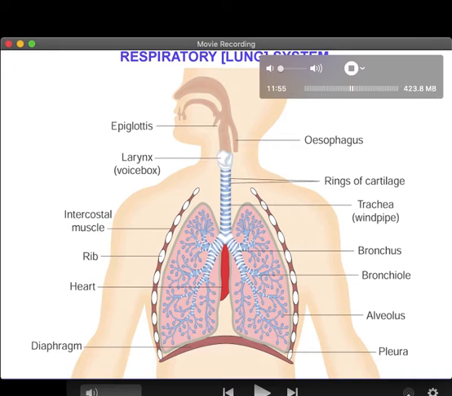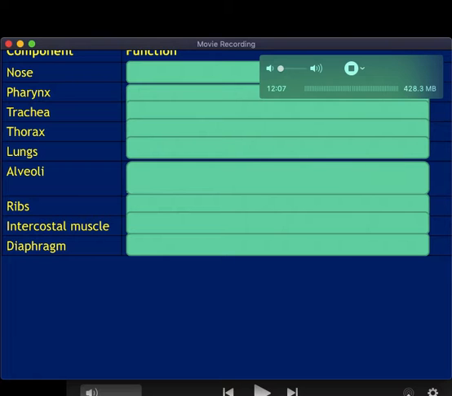So we've done everything. We haven't included the heart. You can put that in here if you wish, but we have included everything else. Now, the last bit of today is just going to look at matching the component to its function.